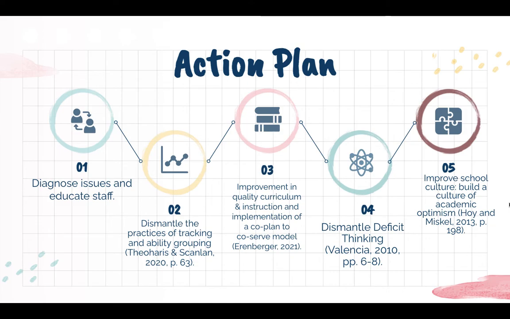And then overall, number 5, just really working together to improve school culture and building a culture of academic optimism. Hoy and Miskel said that this collaborative work process, this high academic expectation, and really working together to improve our teaching and our learning, this is all going to create this culture of academic optimism, which is only going to improve things for all of our students. I think putting together these 5 things can help start us on our equity journey as a building.